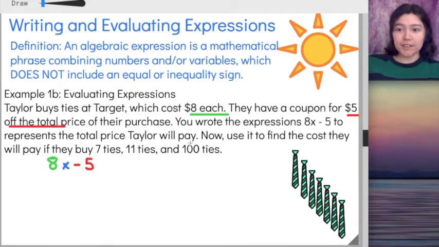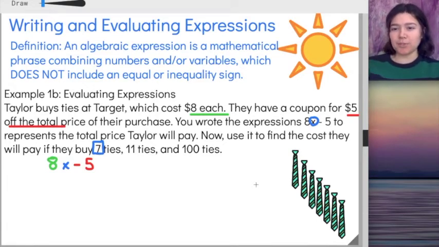So this is the usefulness of an expression. Now we can use our general expression to find the cost for lots of different numbers of ties. 7 ties, let's start there. Okay, so if they're telling me 7 ties, an important thing to know then is 7 is going to be representing my x. Why does that represent my x? So x is the number of ties that I buy. Right, that's what we used. We figured that out when we wrote the expression.